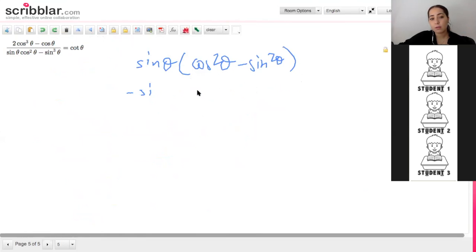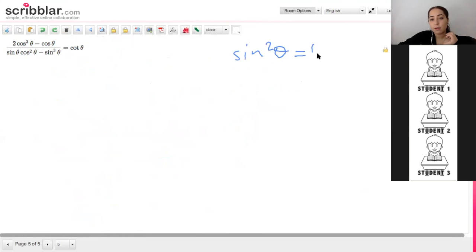Okay. And then you said change sine squared theta. Yeah, change the sine squared theta in the brackets. It's going to equal 1 minus cos squared theta. Yeah, exactly. Which is going to give you, in the bottom, sine times cos squared plus 1 minus cos squared. Close. Yeah, close. But there's a minus here.